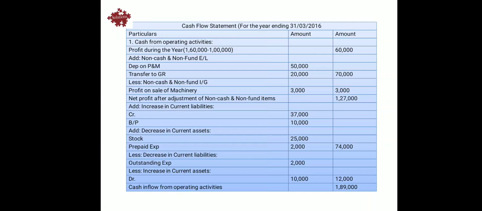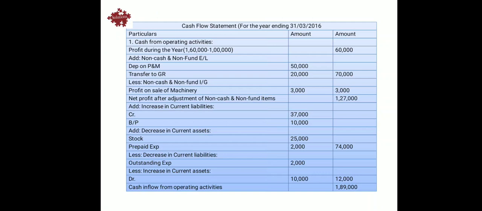Clear? And in the last class I gave you another option also, how you can write it, so you can check that also. Fine. I feel this is easy because whatever we did, only that we are writing in a statement: net profit after adjusting your non-cash and non-fund items. So how much did we get? 1,27,000. Now, further, we have to do the adjustments with your current liabilities or assets.